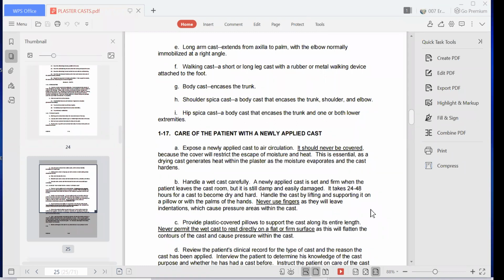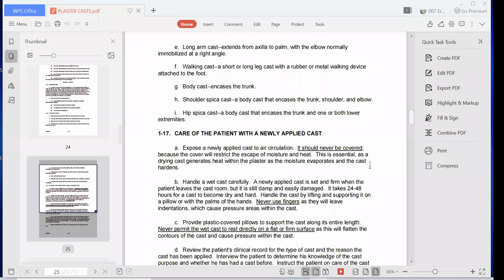A newly applied cast is set and firm when the patient leaves the cast room, but it is still damp and easily damaged. So usually it takes 24 to 48 hours for the cast to become dry and hard. Handle the cast by lifting and supporting it on a pillow or with the palms of your hand. Never use fingers as they will leave indentation. It will give finger marks if it is very wet. Till that time, we should not allow any touch on the plaster cast, which can cause pressure areas within the cast. So you have to be very careful while handling a wet cast.